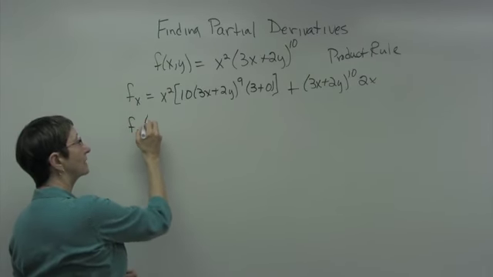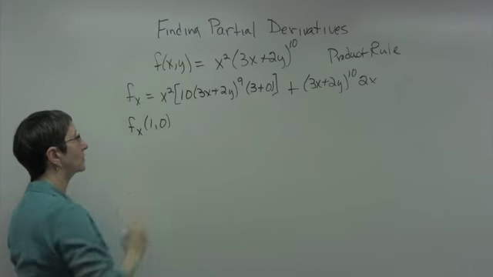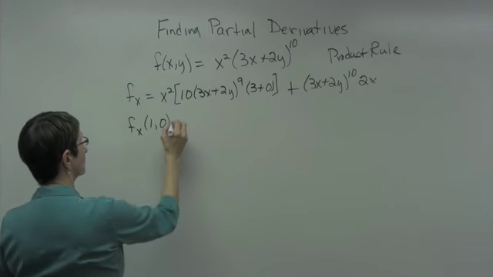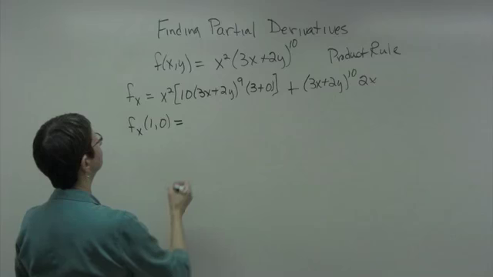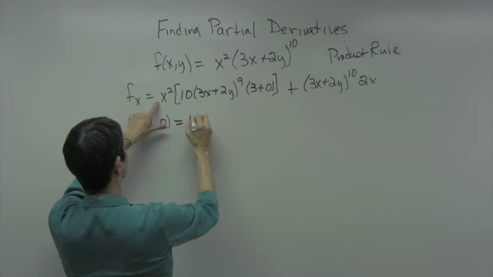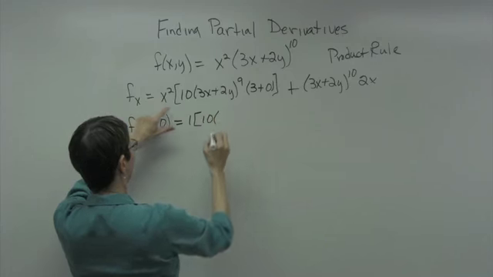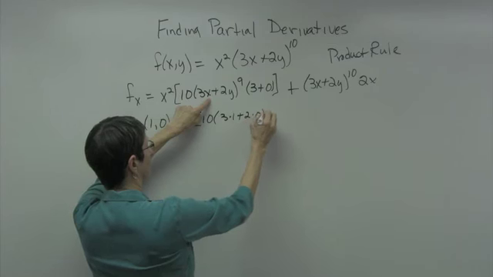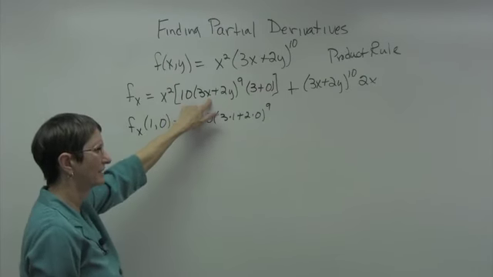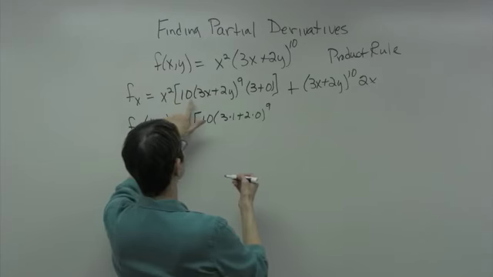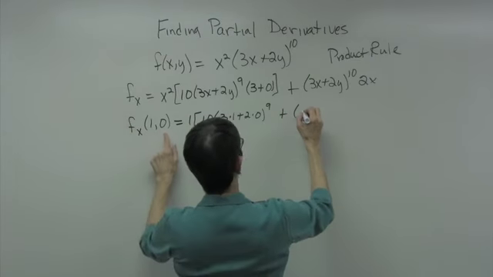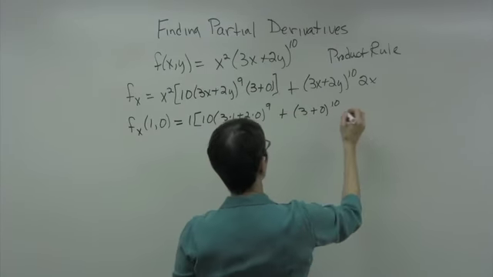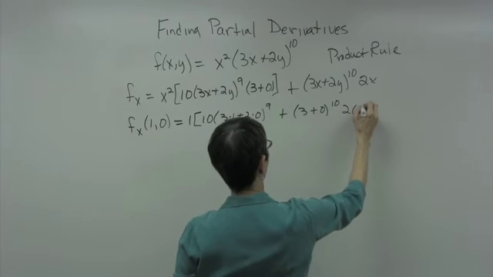Let's find out what the rate of change with respect to x is at the point when x is 1 and y is 0. Equals 1 times 10 times (3 times 1 plus 2 times 0) to the 9th. Ooh, 3 to the 9th. I don't think I did that. Plus (3 plus 0) to the 10th times 2 times 1.